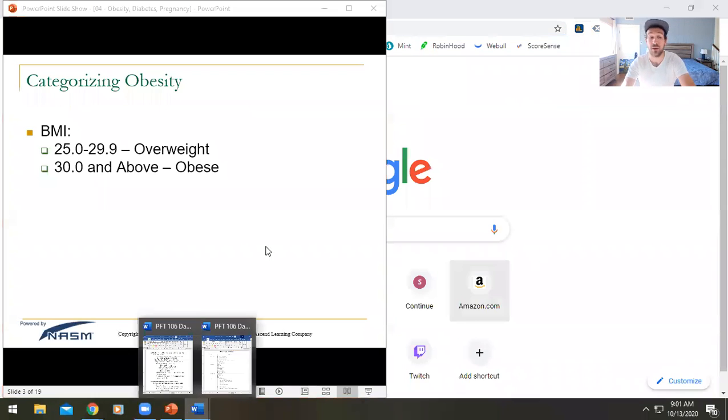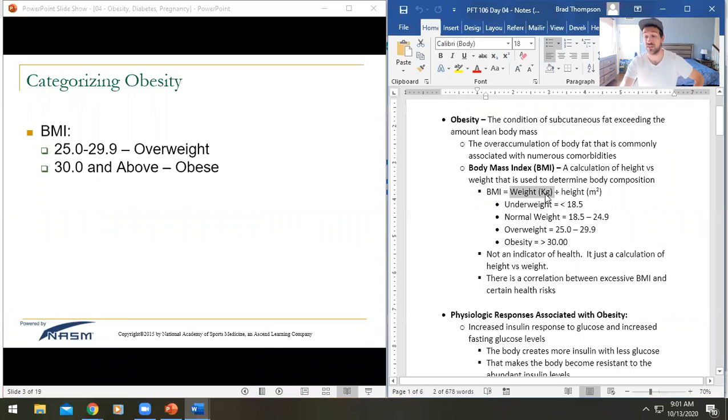So that's the body mass index, right? But the one I want you guys to know, and I want you to have this super memorized, because I can almost guarantee you will get this question somewhere throughout the program, and almost guaranteed on your test, is your weight in kilograms divided by your height in meters squared.